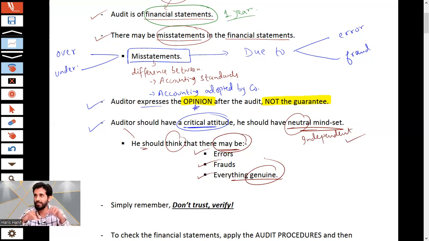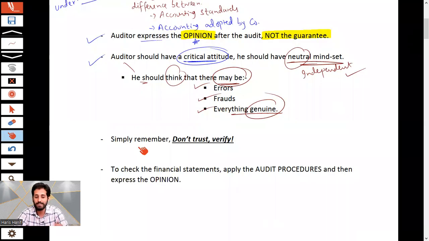And there is my very famous dialogue I used to say in my audit classes, that simply remember: don't trust, verify. Don't trust, verify. This is a very golden rule. I have summarized the entire audit in this saying. What is this? Don't trust, you have to verify. Let me give you the example.